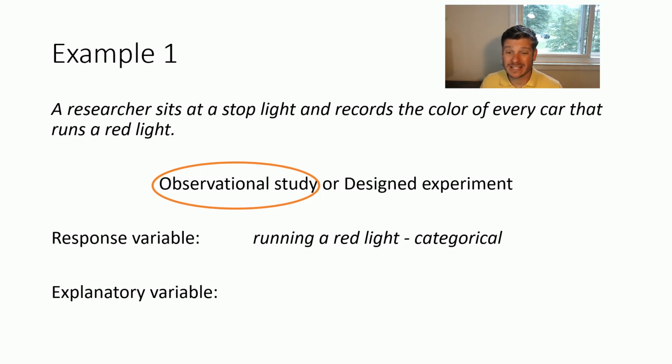And then the explanatory variable is, well, does the color of the car have any effect on whether or not you're going to run a red light? And then the color of your car would also be a categorical variable. So in this case, we're looking at 2 categorical variables. And does the color of your car affect whether or not you are more likely to run a red light or not? And again, all those variables are categorical in nature.